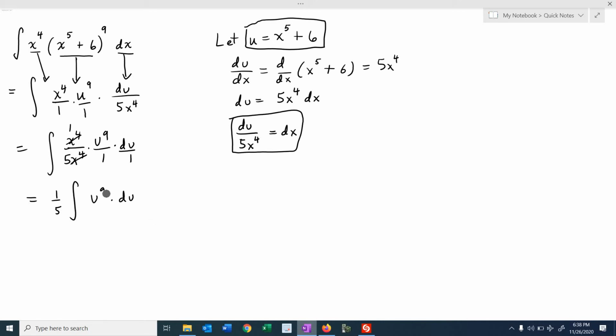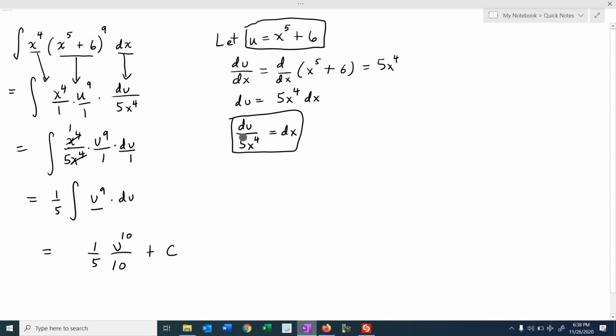Now we haven't found the antiderivative yet, but we have converted this indefinite integral into a function that we do know the antiderivative of. U to the ninth, the antiderivative of it is u to the 10th over 10, right? Just using the power rule. So now let's find that antiderivative, right? It's u to the 10th over 10 times 1/5 plus some constant c.